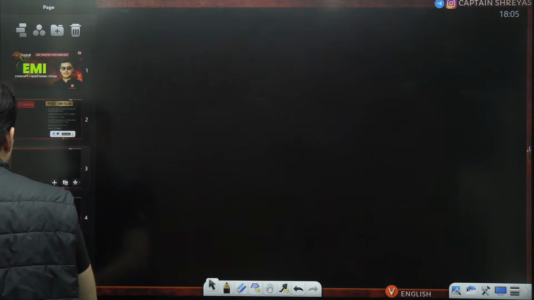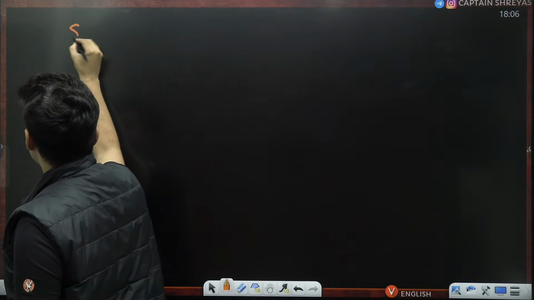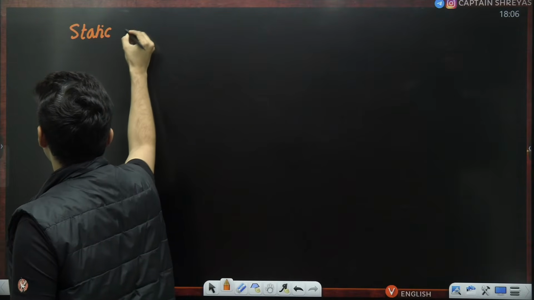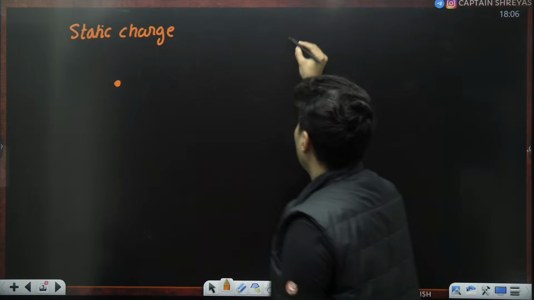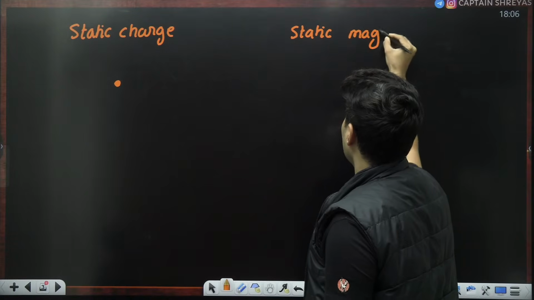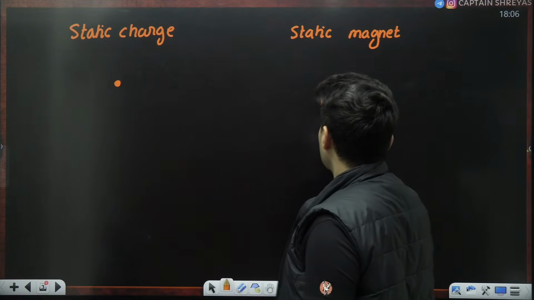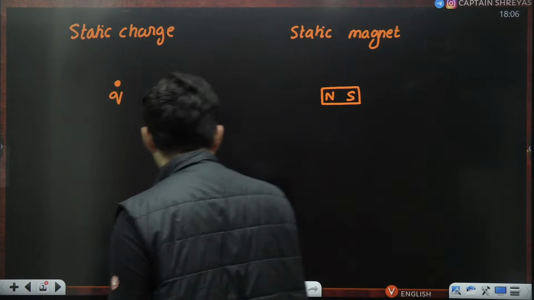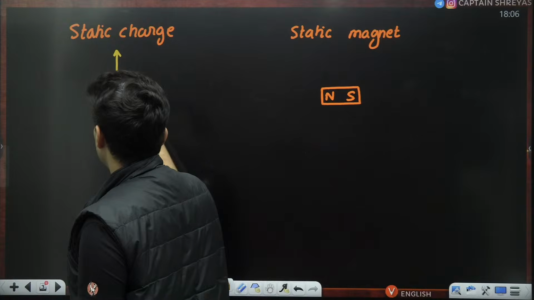Alrighty, let's start. This chapter starts with a very basic question which you can ask yourself. See, when you have a static charge and then you have a static magnet, meaning a North Pole and South Pole, this static charge around it creates an electric field.